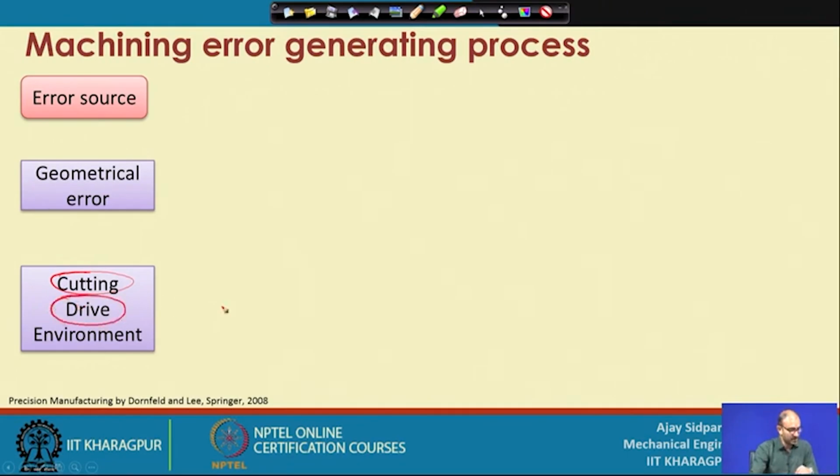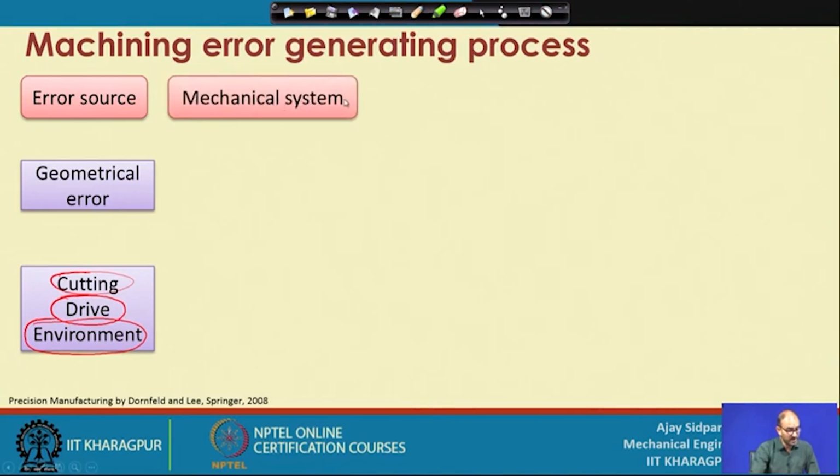And then there are drives. Drives means the table and your cutting tool which is moving up and down. Those are called drives, which move the slides and all the things. Environment is mostly related to temperature variation, humidity variation, and climate conditions. So, those things are related to this. So, these are the different sources of errors.